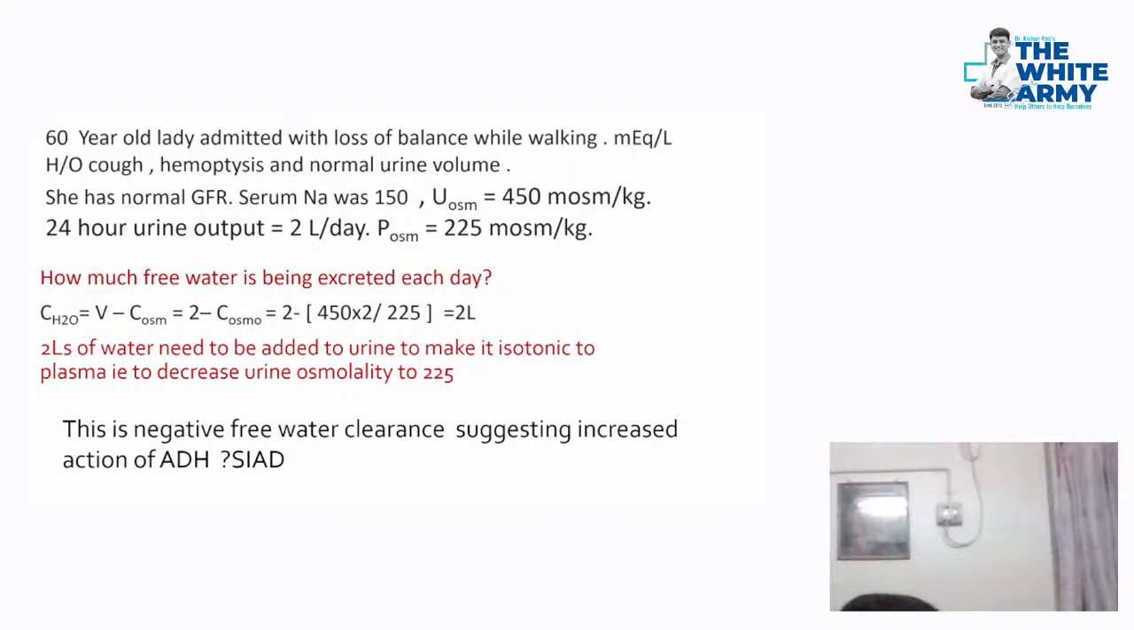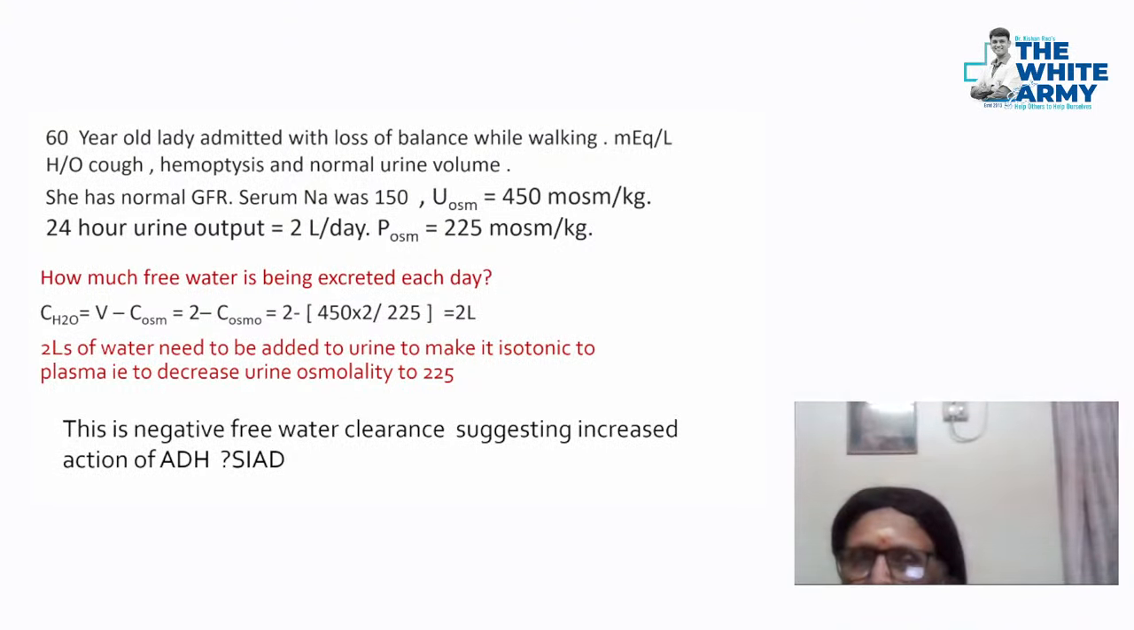So probably what she has is a syndrome of inappropriate antidiuretic hormone. So this is the usefulness of this calculation. When you calculate the free water, that also can tell you how much free water has to be given to this patient to make the plasma osmolality normal, to bring back the plasma osmolality to 290, and the urine osmolality down to its normal state. So that is the usefulness of this.